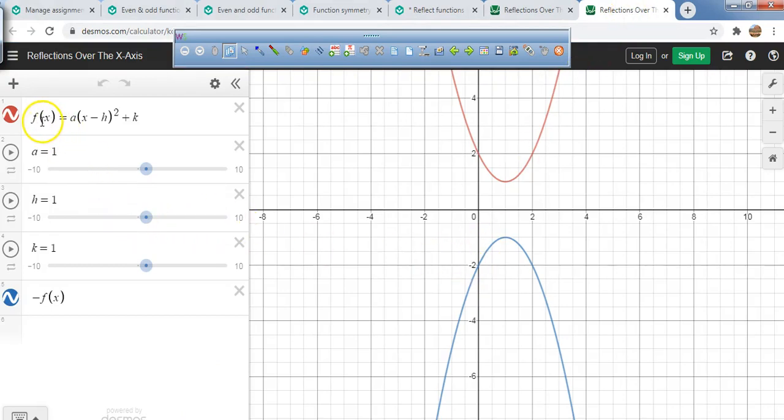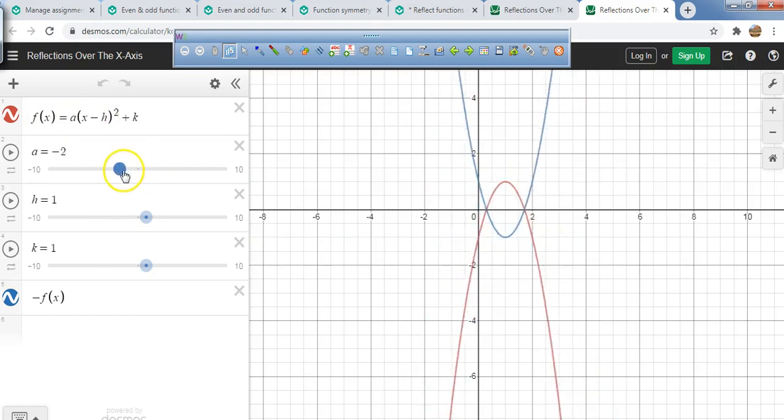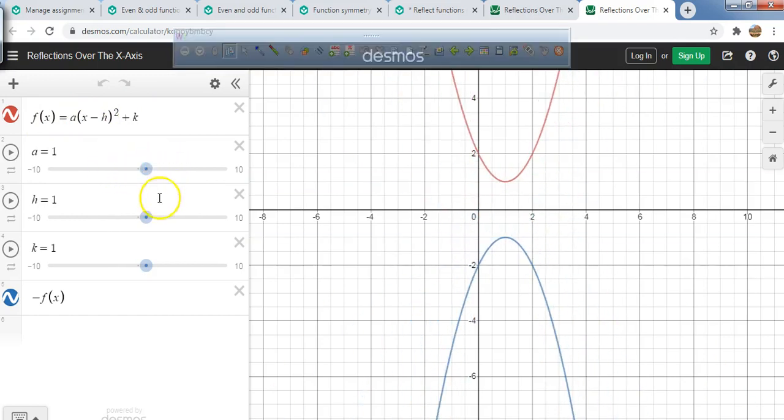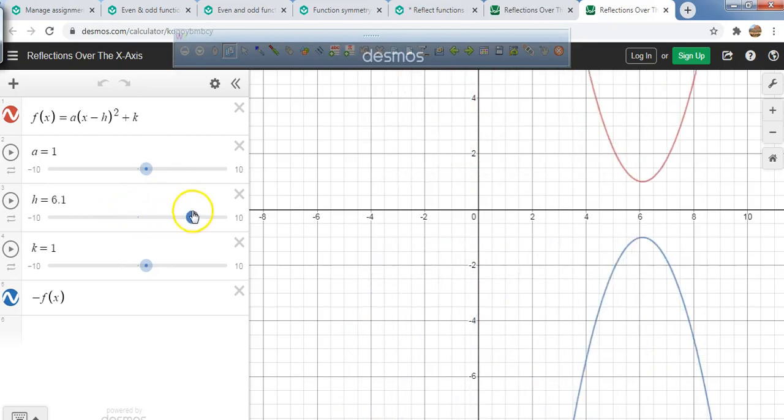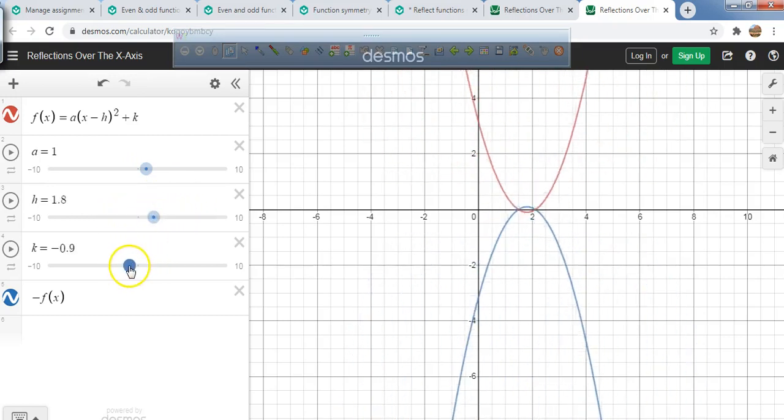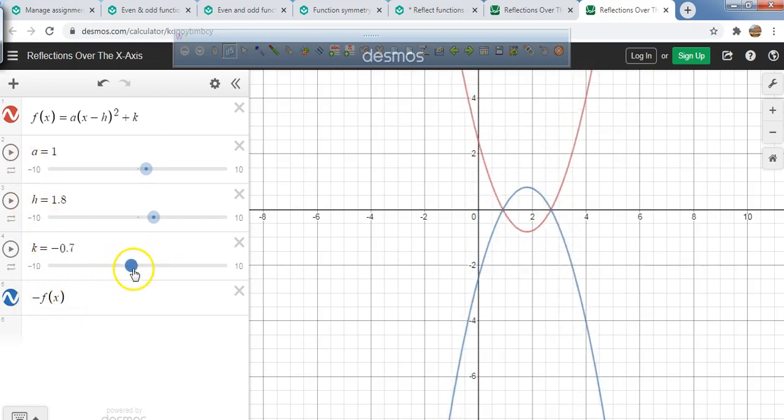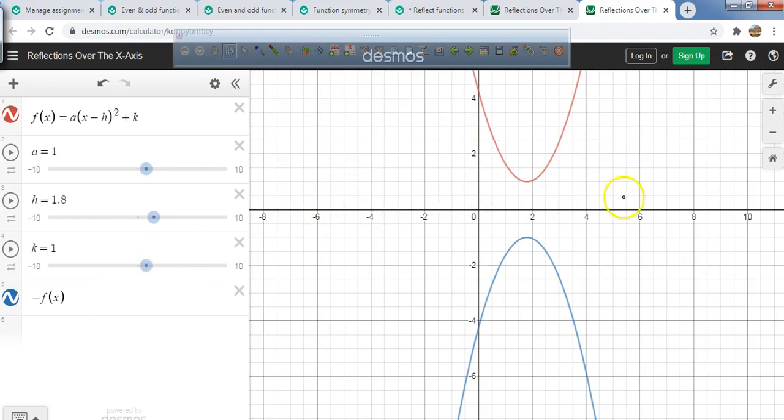So you'll notice I just made up a function and I have different sliders, so it doesn't matter what my a value is. I'm just going to keep my a value 1. Really doesn't matter what my h value is or what my k value is. You'll notice if I type in negative f of x, everything is reflected across this x-axis right here.